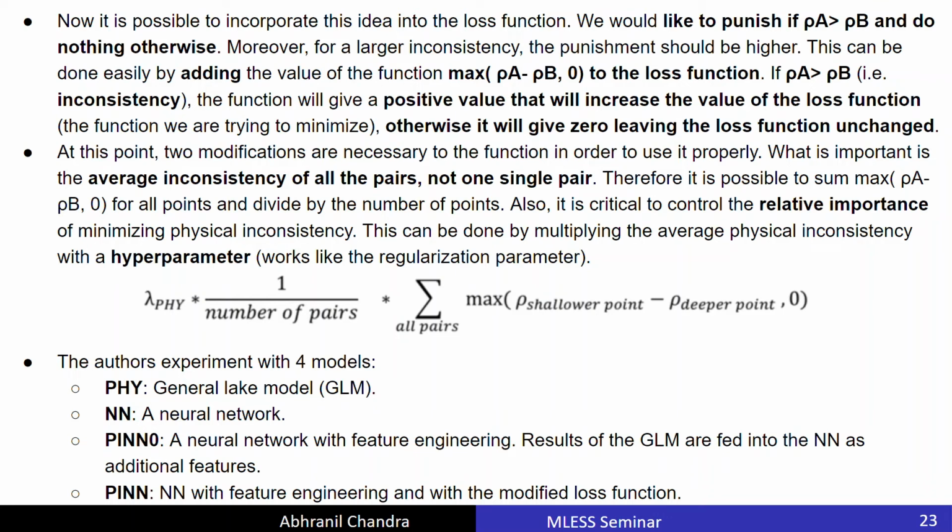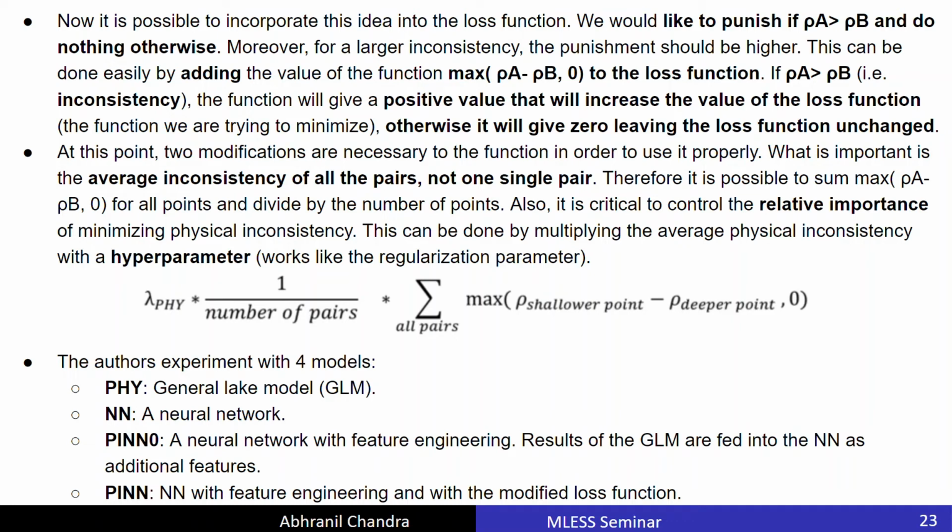Now, it is very easily possible to incorporate this idea into the loss function. We would like to punish if rho A is greater than rho B and do nothing otherwise. Moreover, for a large inconsistency, the punishment should be higher. This can be done easily by adding the value of the function max of (rho A minus rho B, 0) to the loss function. If rho A is greater than rho B, the rho A minus rho B term will be positive and greater than 0, and thus max of (rho A minus rho B, 0) will return that difference.